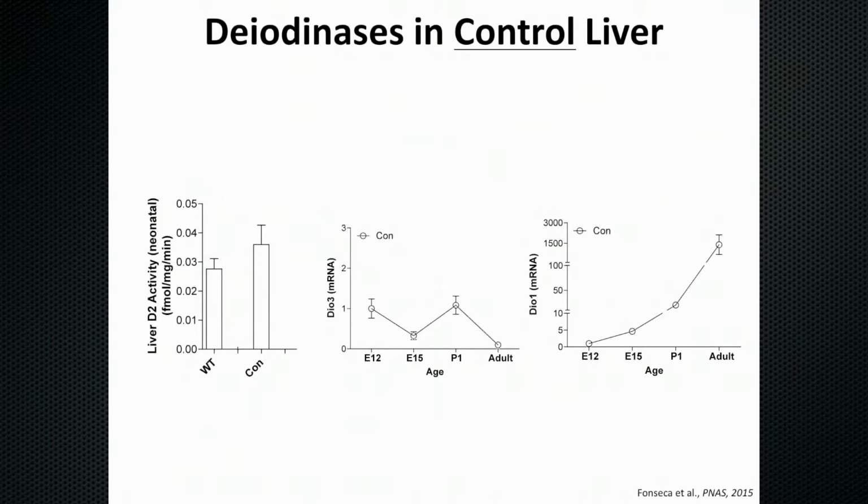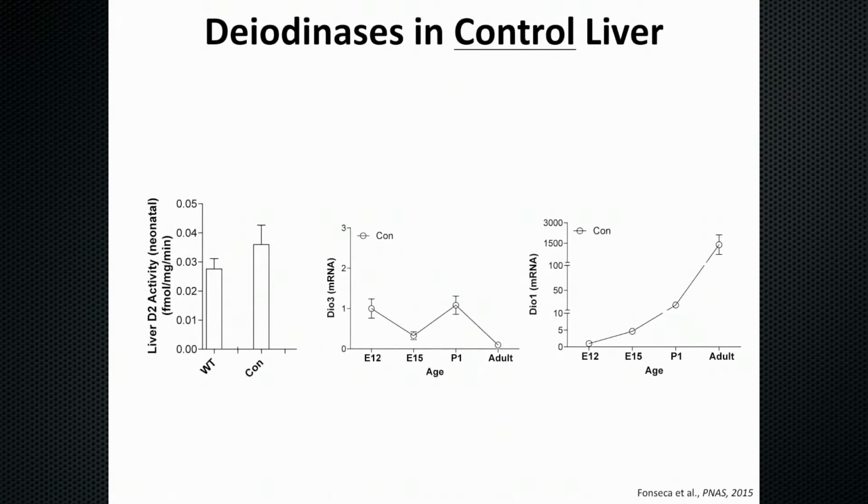So what are the deiodinases doing in the control liver? When we're talking about D2 and the deiodinases in general, we don't like to just focus on mRNA, because something that we really care about is the activity of the enzyme. So even though we detected mRNA in these P1 mice, is there activity of the enzyme? If you take the liver from the P1 mice, and here we're just looking at wild type and control, the Cre albumin animals, there is detectable liver D2 activity in P1 mice.